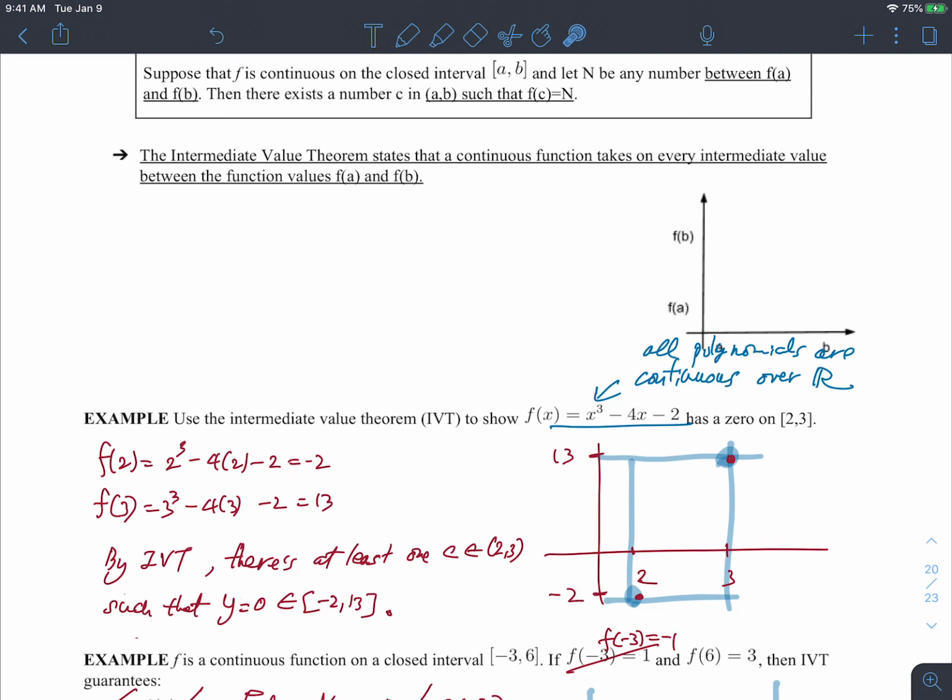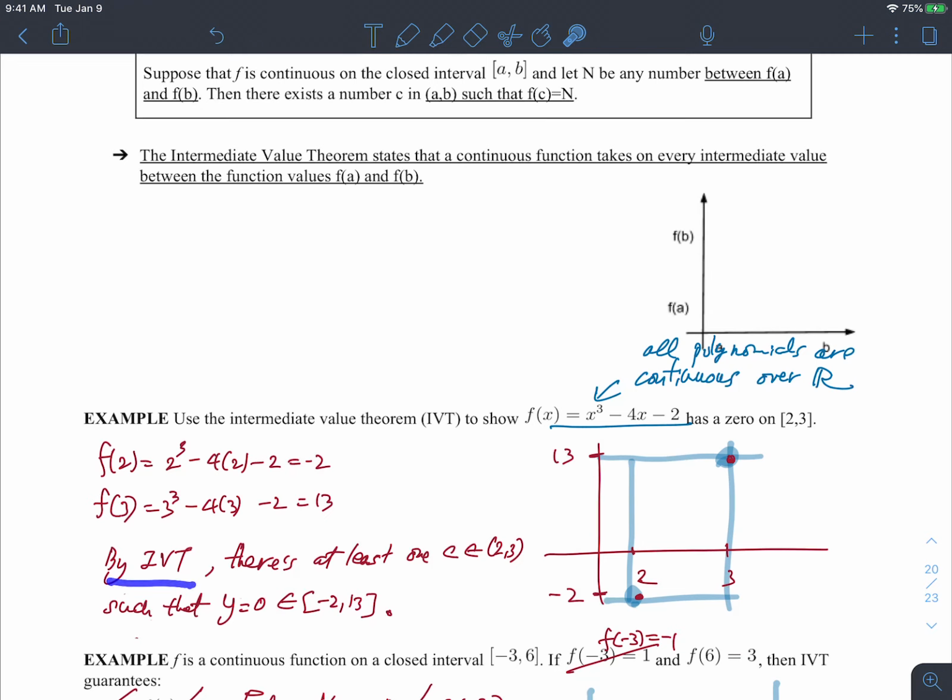But what you have to do is plug in the 2 into the function. So f of 2 is negative 2. Then plug in the 3. What do you get? You get 13. So between the domain values 2 and 3, it takes on every value in the range from negative 2 to 13. They're asking, is there a 0? Of course. Is 0 between negative 2 and 13? Yes, it is.